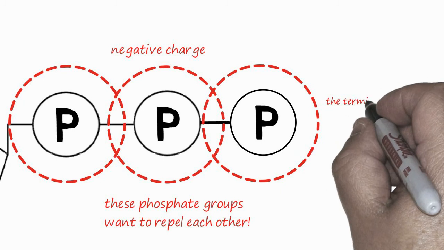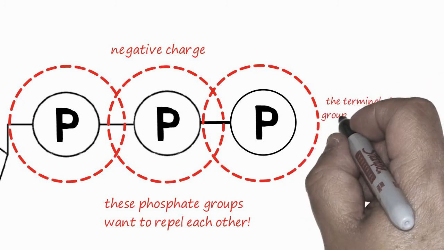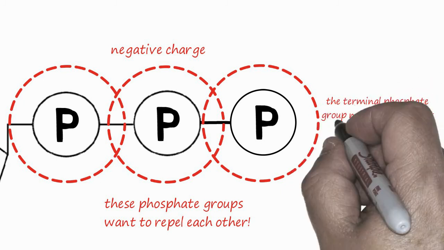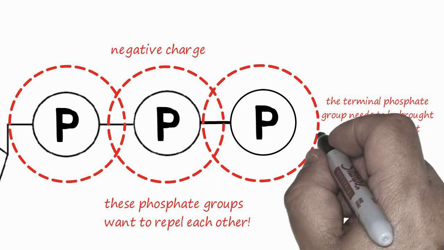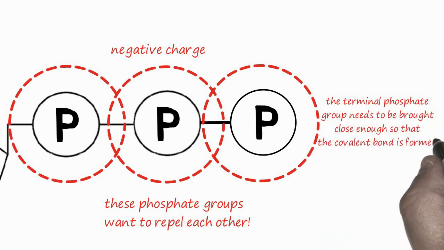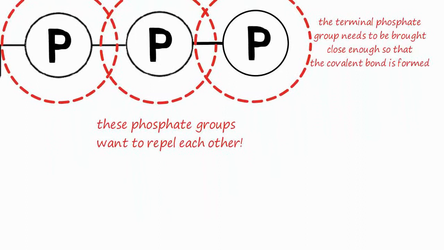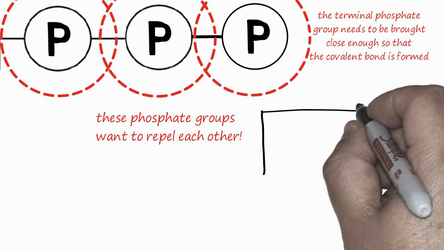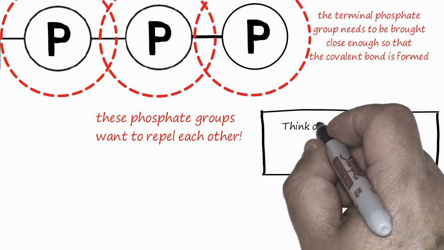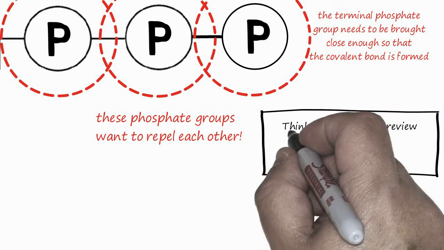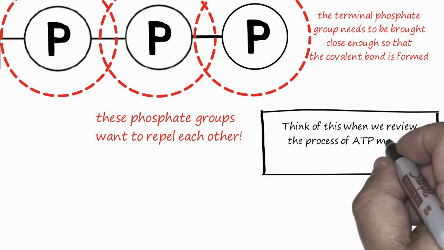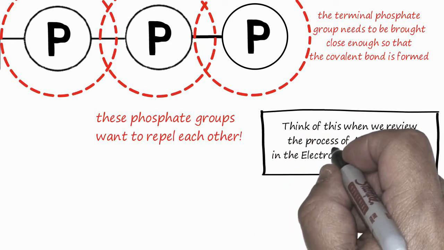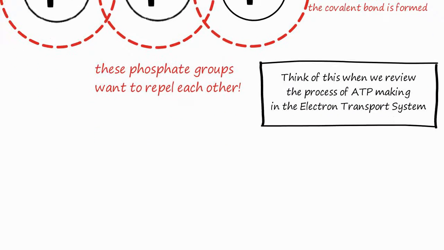To add a third phosphate group to ADP, that phosphate needs to be close enough to the other phosphates so that the bond is formed. You can imagine how difficult this is because the phosphate groups have the same electrical charge and they are trying to repel each other. Think of this when we revisit this process when we discuss how ATP is made at the end of the electron transport system.